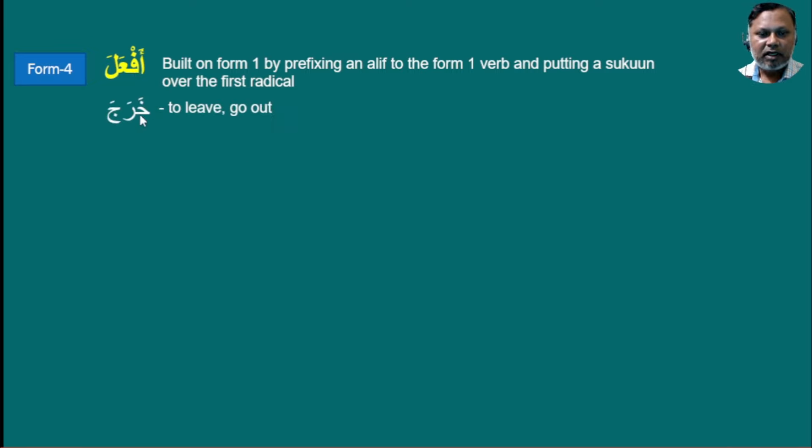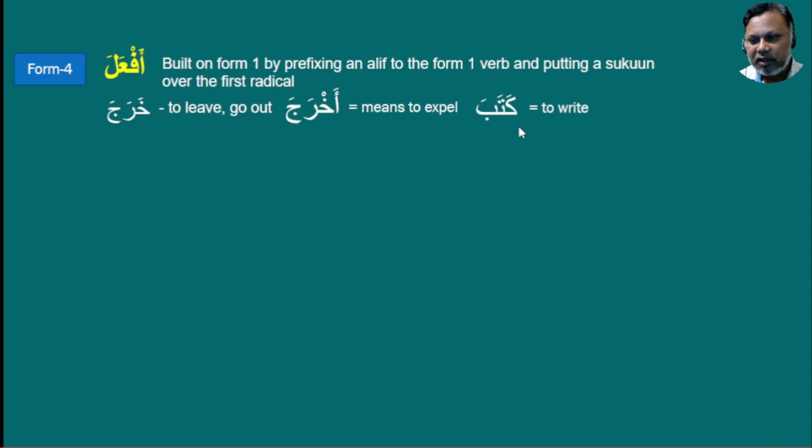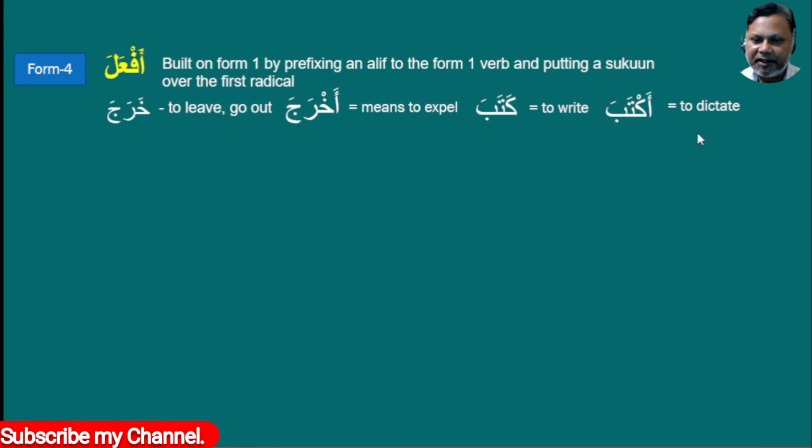Af'ala, for example: kharaja means to leave or go out, and akhraja means to expel. Like kataba means to write, and aktaba means to dictate. So this I have already discussed in part 1, the kataba and aktaba. See the meaning: write means you write yourself, and dictate means you are instructing someone to write.